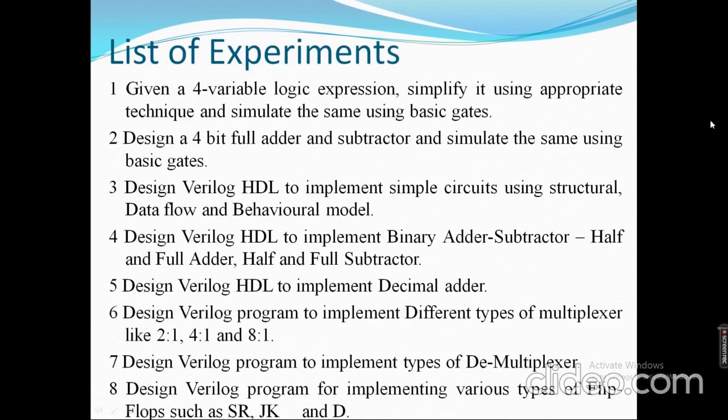So before going to the first experiment, that is the given 4-variable logic expression, let us try to implement basic gates using PSpice. After implementing the basic gates, we can go to the first experiment. Now let us try to implement 3 of the basic gates. One is NOT gate, next is AND gate, and next is OR gate.